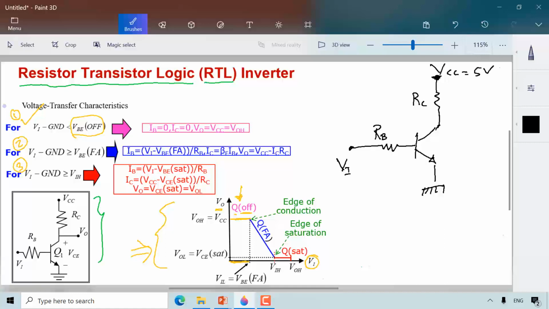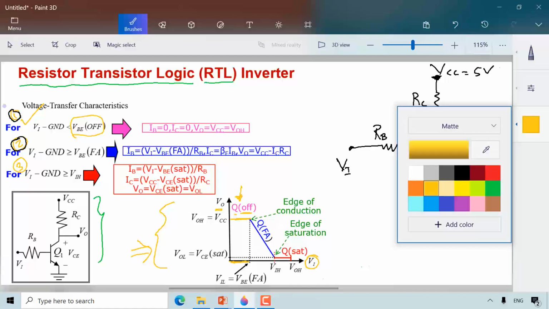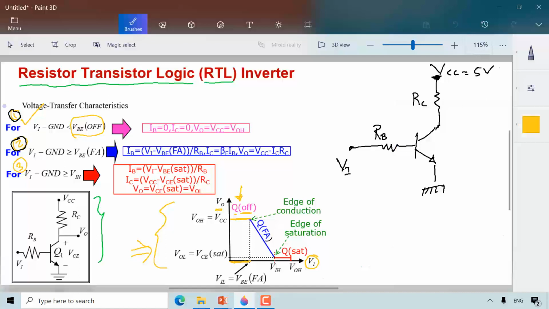Okay, so we looked at case number 1. Let's take a look at case number 2, where VBE equals what? We start raising this voltage slightly, until I establish the voltage here, VBE equal 0.7. In this case, this transistor will be in the forward active region.